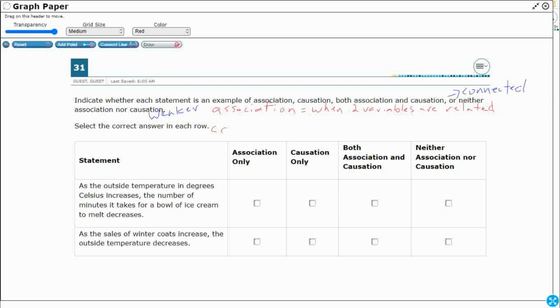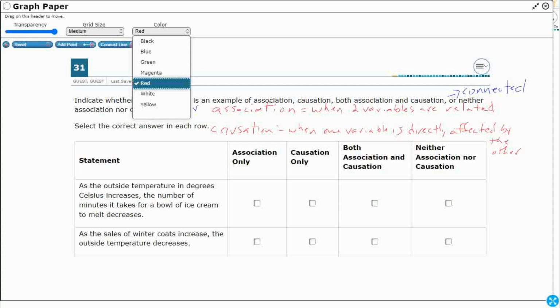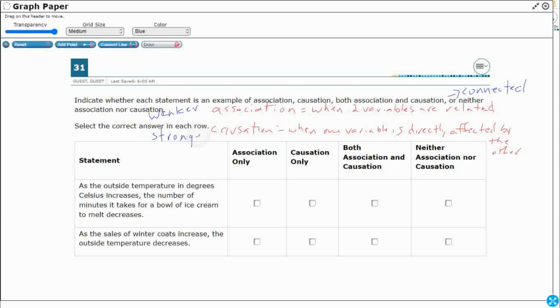So causation is when one variable is directly affected by another. You can say that one variable causes the other. So that's the stronger relationship. Directly affected by the other. And so let's see what that looks like here. We'll go ahead and put the word stronger. So that's how we think: one is weak, one is strong.